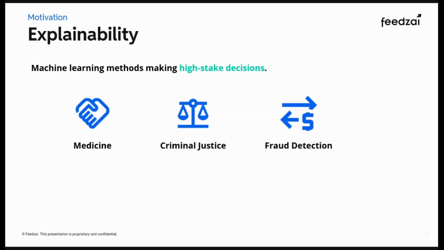Machine learning methods are increasingly used to make high-stake decisions, for example, in areas such as medicine, criminal justice, and fraud detection. The field of explainability looks into approaches that make the machine learning model decisions more transparent. The aim of such explainability methods is to make a human understand why a model provided a certain output.